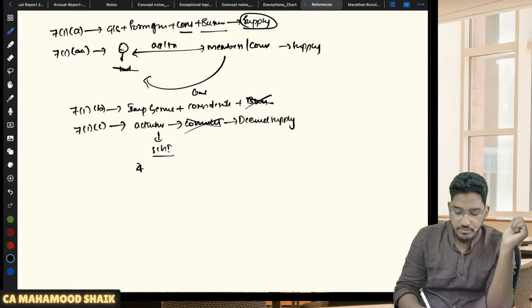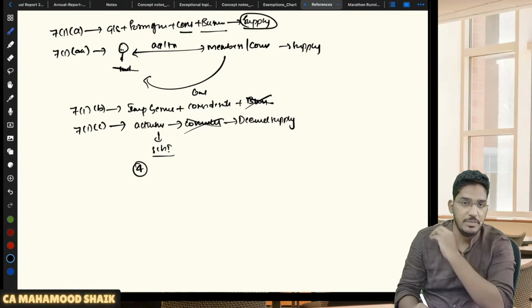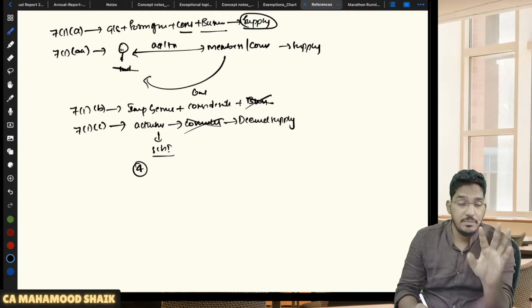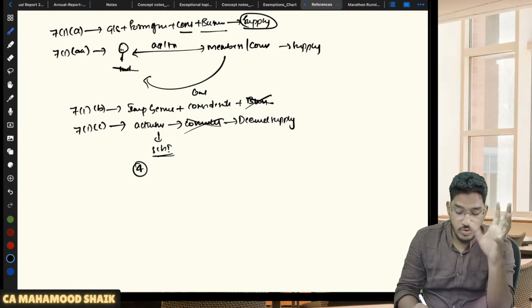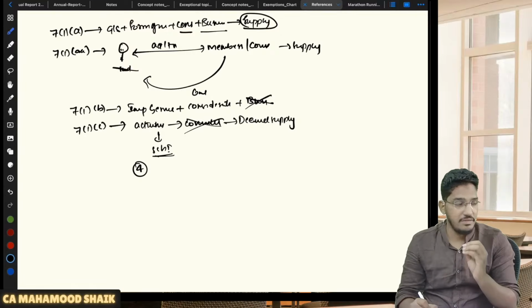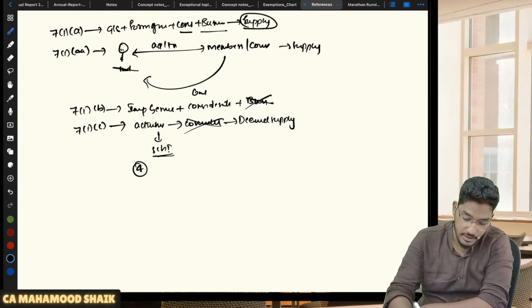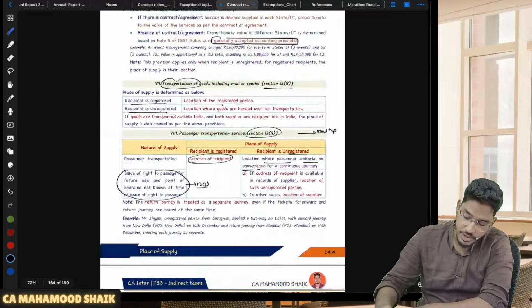In schedule number 1, 4 paragraphs are there. In each paragraph they have spoken about one activity. Each of those activities mentioned in schedule 1 will be considered as supply even if done without consideration. So we have to revise what those 4 activities are, which will be considered as supply even if done without consideration, so that we have to learn it. So let us have a quick look at the supply chapter. Quickly we'll try to do schedule 1.